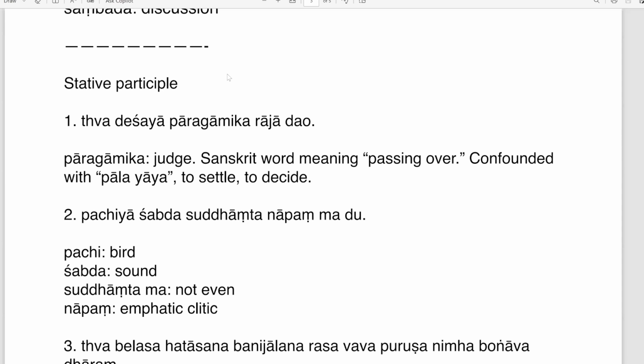Todeshaya Badamiga Raja Davo. So the Badagamiga, the judge of this country, Deshaya in genitive, was the king or is the king. Or we can also say we have a king as a judge in this country. So we just translate according to the context.